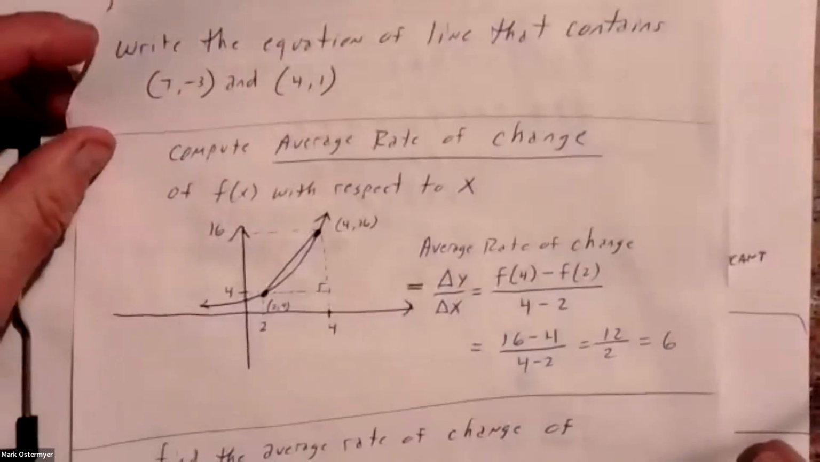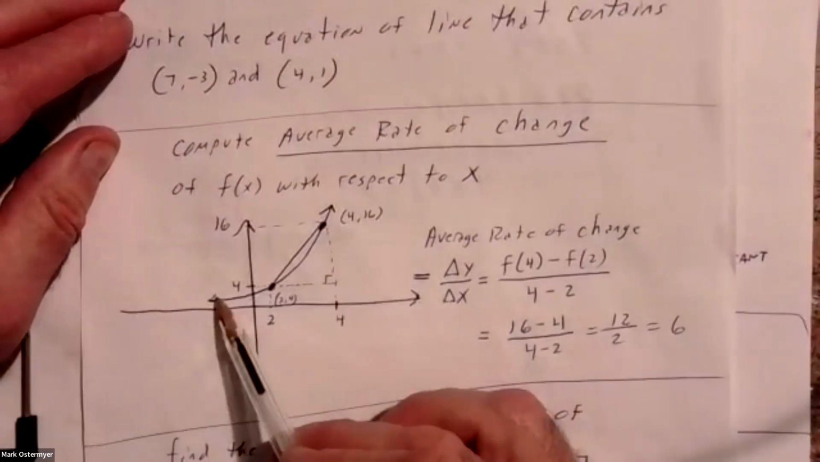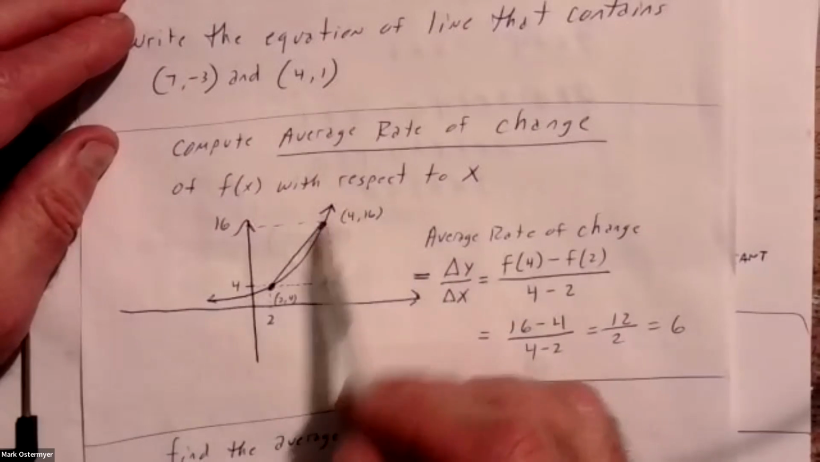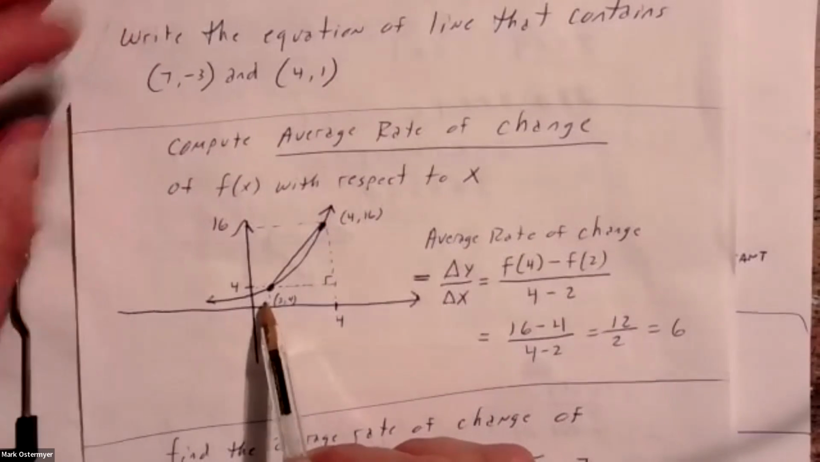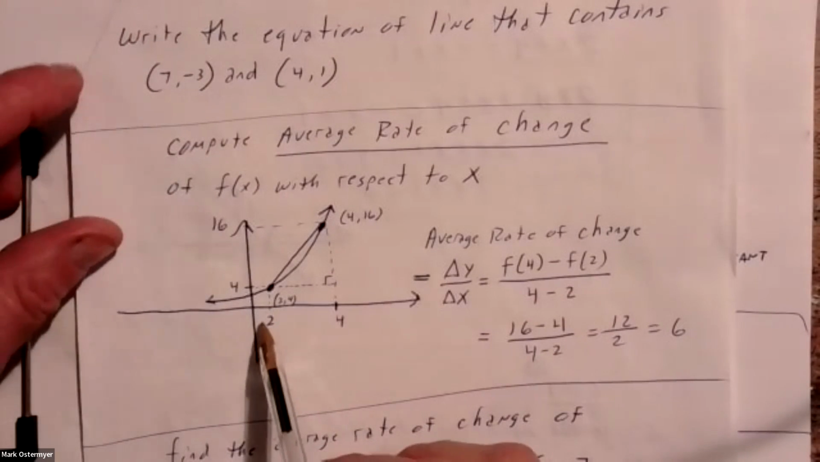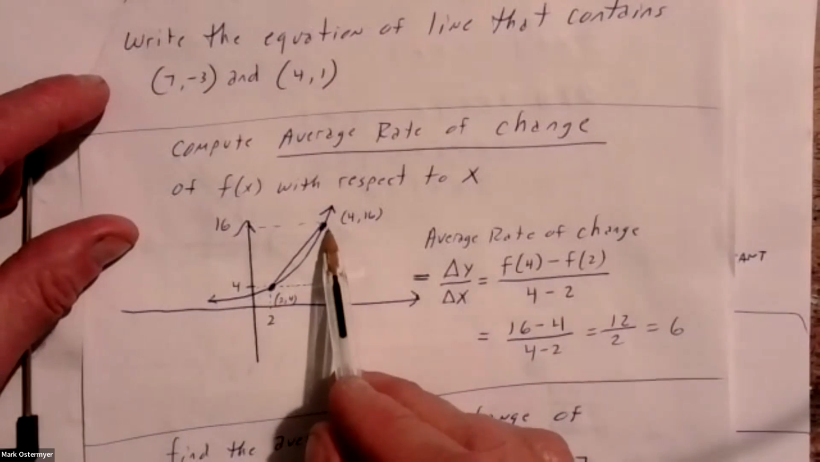All right, here's a specific example. Suppose that I have the graph of a nonlinear function in the xy plane. I have two unique points on the graph, this point here is 2, 4, and this point here is 4, 6.